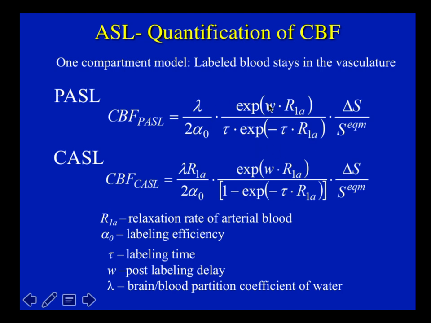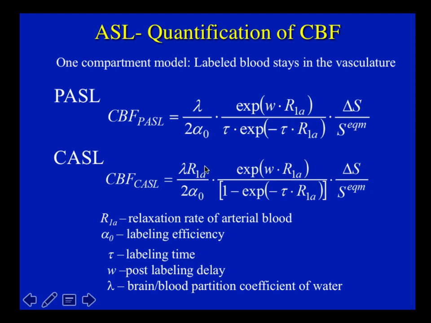And this scaling factor depends on multiple parameters, such as the relaxation rate of arterial blood, the labeling efficiency, the labeling time, and most of these parameters can be determined ahead of time. So this is a scaling factor we generally use as a constant from one study to the next.